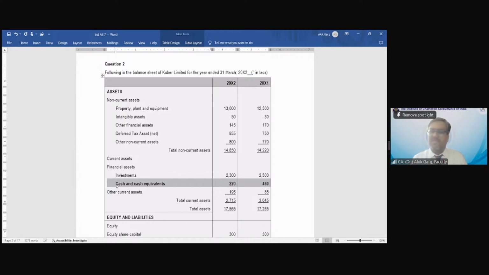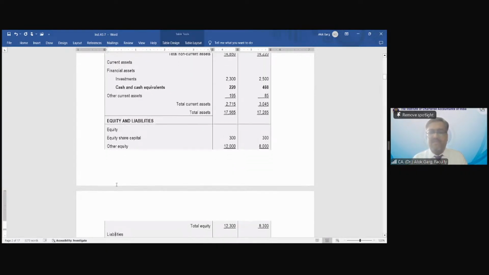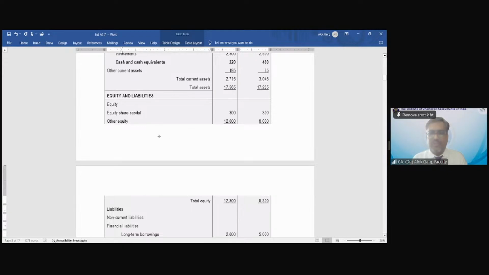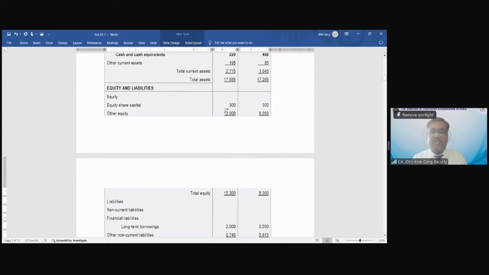No, this will be a separate line item at the end. Okay. So other current assets are also given. Then there is a liability which is given. Equity share capital, there is no change in the equity share capital. Other equity, which is reserves and surplus, has increased from 8,000 to 12,000. Okay. So this is the total equity.